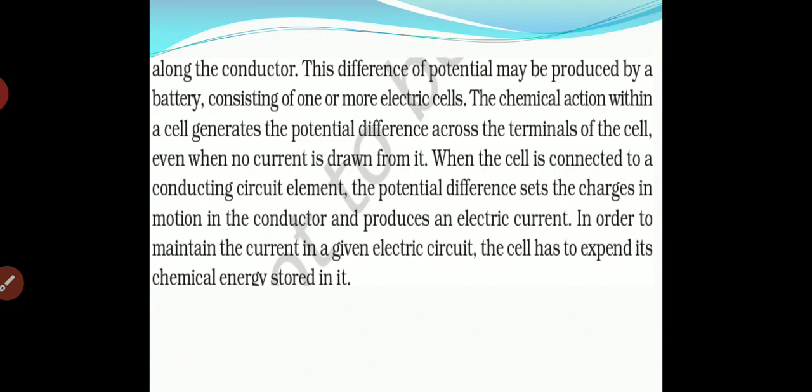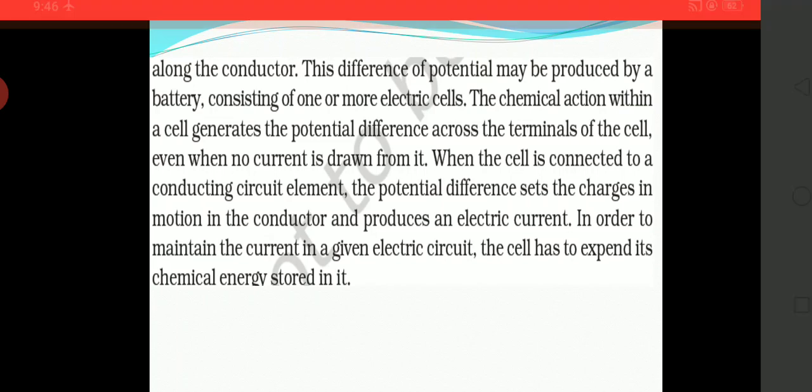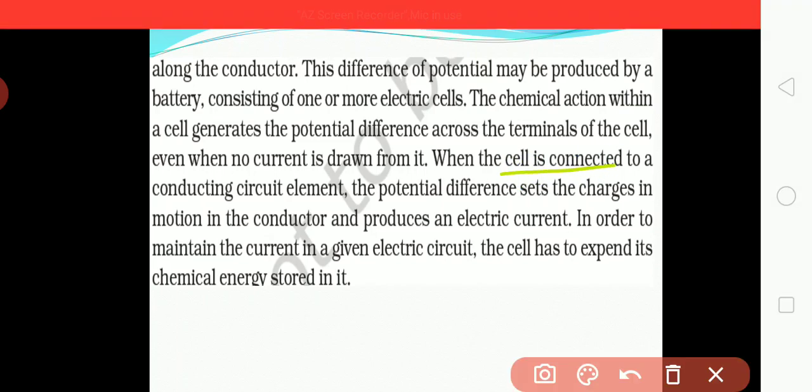The chemical action within a cell generates the potential difference across the terminals of a cell, even when no current is drawn from it. When the cell is connected to a conducting circuit element, the potential difference sets the charge in motion, which produces an electric current. Once again, when a cell is connected to the conducting circuit, the potential difference sets charge in motion in the conductor.